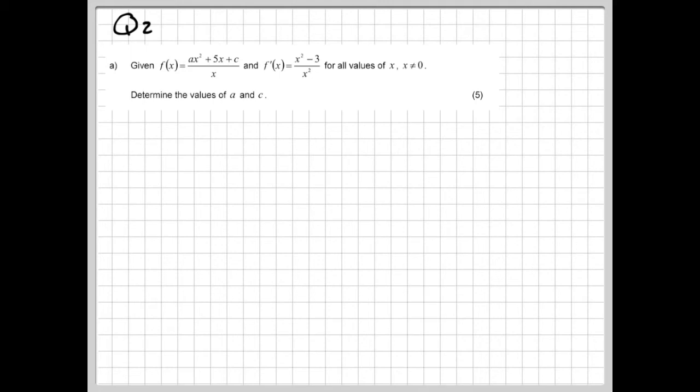Question 2, ladies and gents, is an absolutely interesting question that I can say I found thanks to Cornwall Yale College. Now, this question is not so much a difficult question, but it is a really, really weird question. So this is the different way that they could ask you to derive. So the question says, given f(x) as being that really interesting expression, and f accent x being (x squared minus 3) over x squared for all values of x not equal to 0.